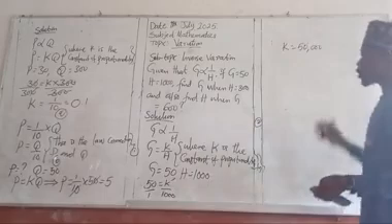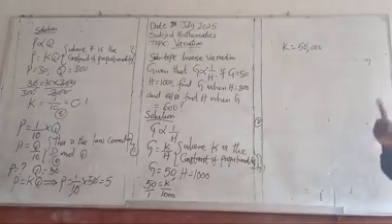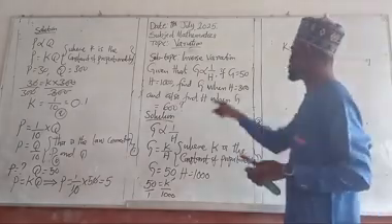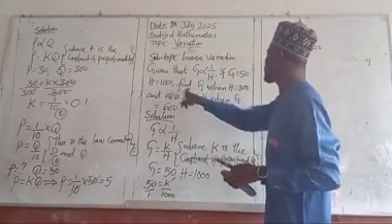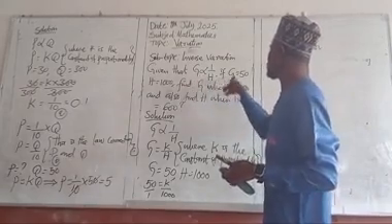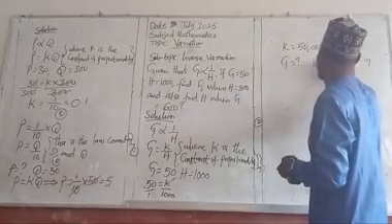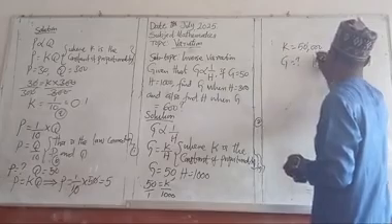50,000. Which means the constant of proportionality is what? 50,000. Now we are moving to the question. Find G when H is equal to 300.